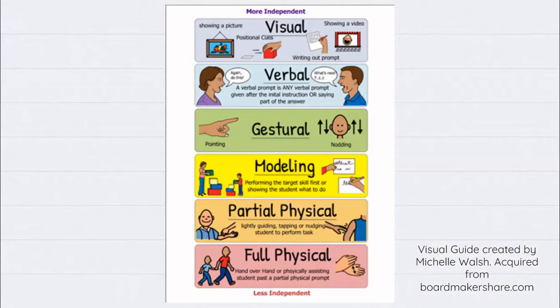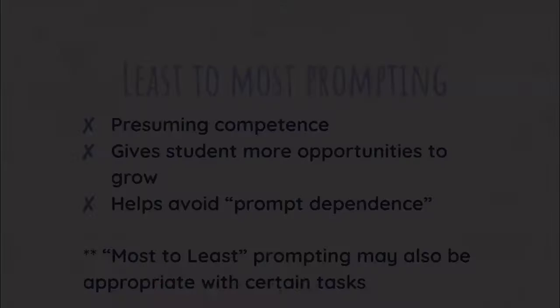A gestural prompt is an indication from another person, such as pointing, nodding, or a thumbs up. Modeling is performing the target skill first or showing the student what to do. A partial physical prompt is lightly guiding, tapping, or nudging the student to perform the task. And on the most involved end of the spectrum, we have full physical prompting, which is hand over hand or physically assisting the student beyond a partial physical prompt.